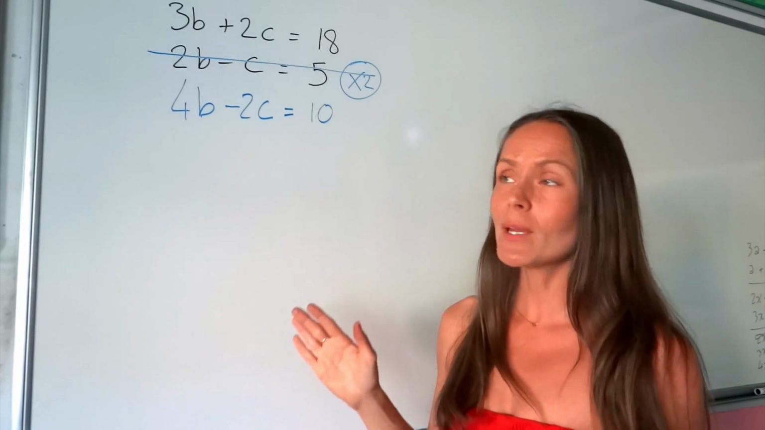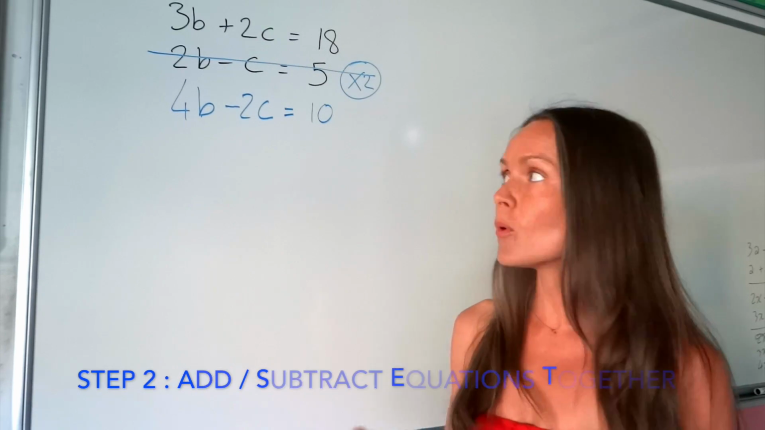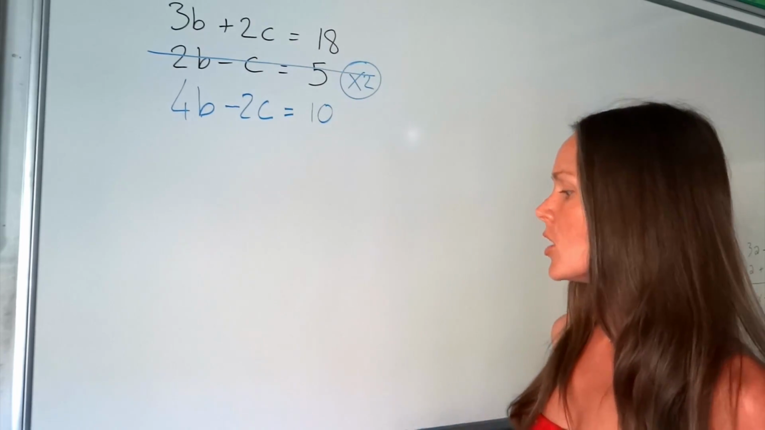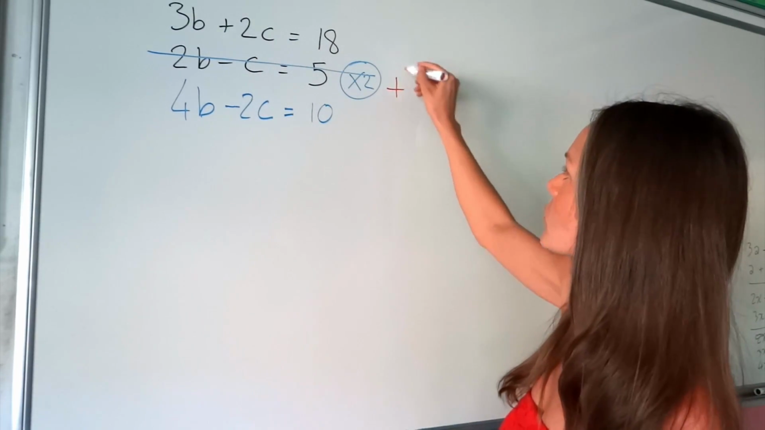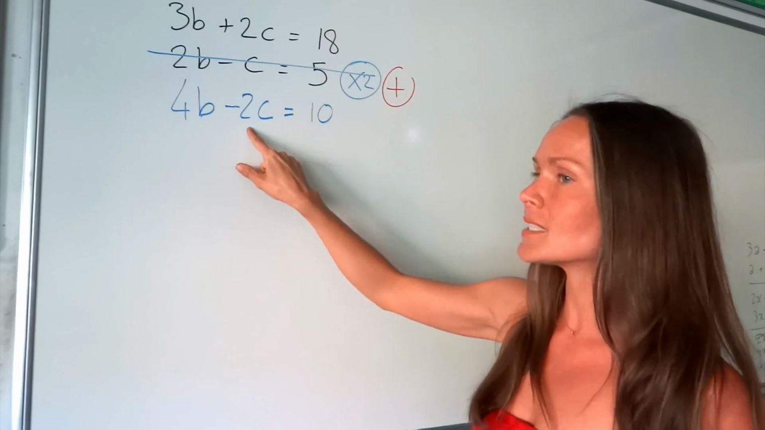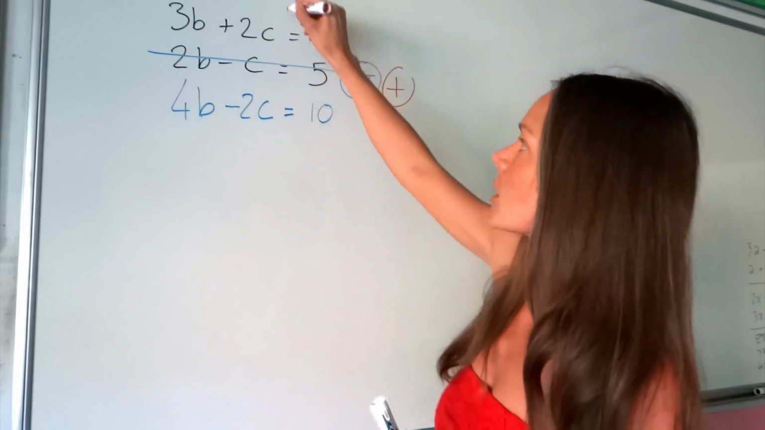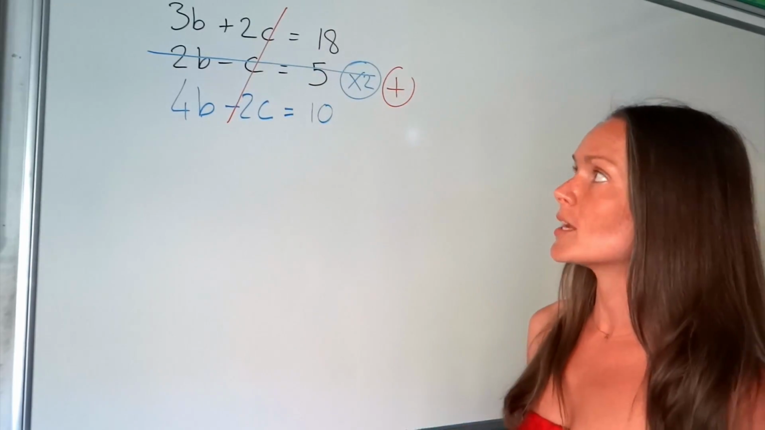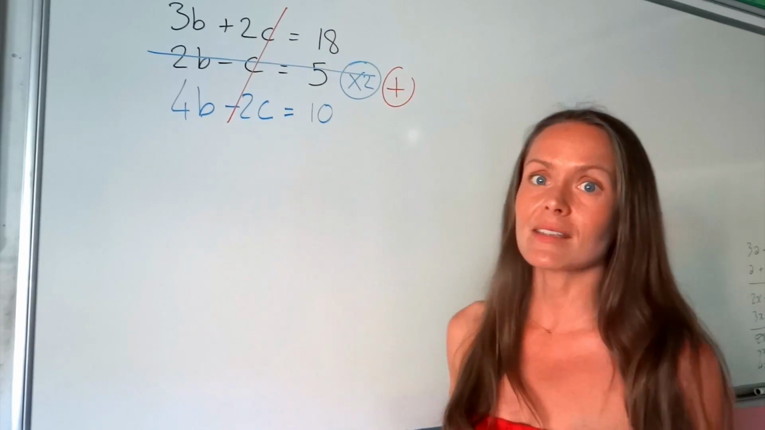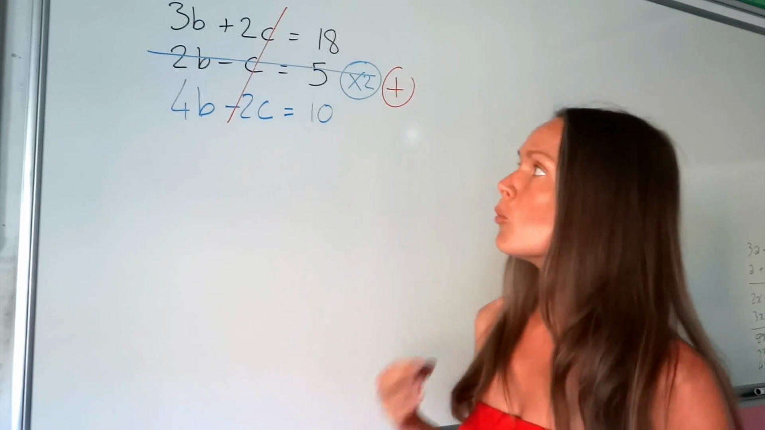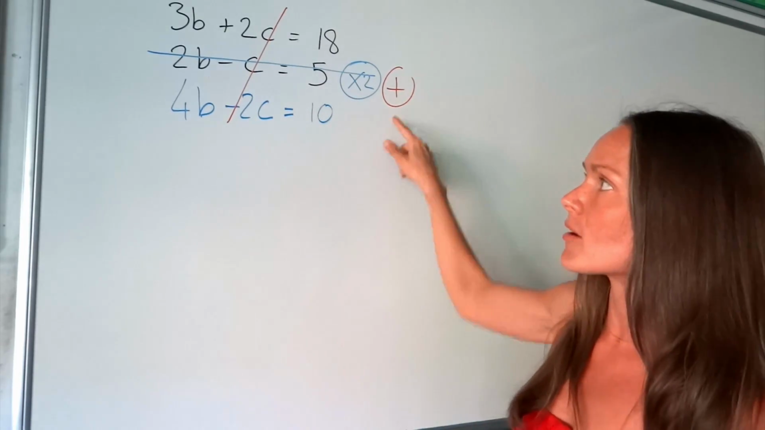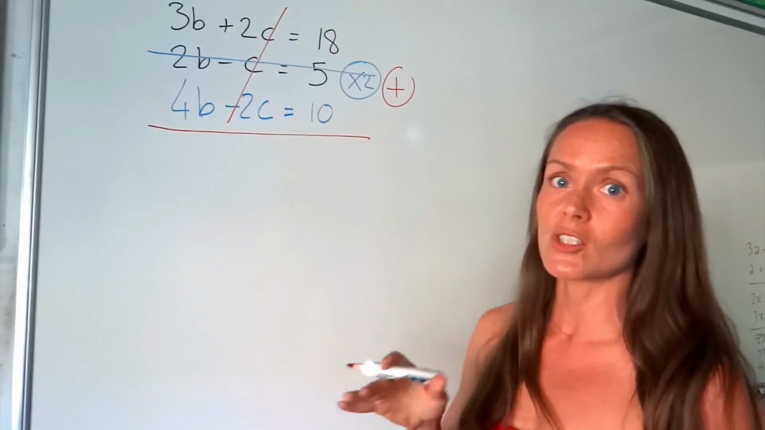Now remember, when we add or subtract the equations, we want either the B's to cancel out or the C's to cancel out. Well, if I add that top and that bottom equation together, 2C plus negative 2C is 0, so they cancel each other out. If I subtract those two equations, nothing will cancel. 2C take away negative 2C is the same as 2C plus 2C, which is 4C. We want them to be 0, and the only way these will go to 0 is if we add them together. So we need to add everything in these two equations.